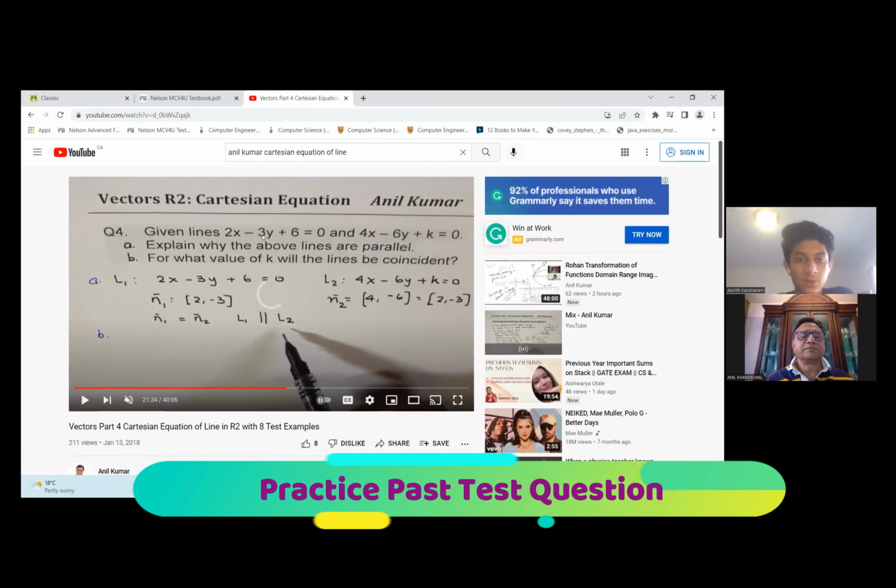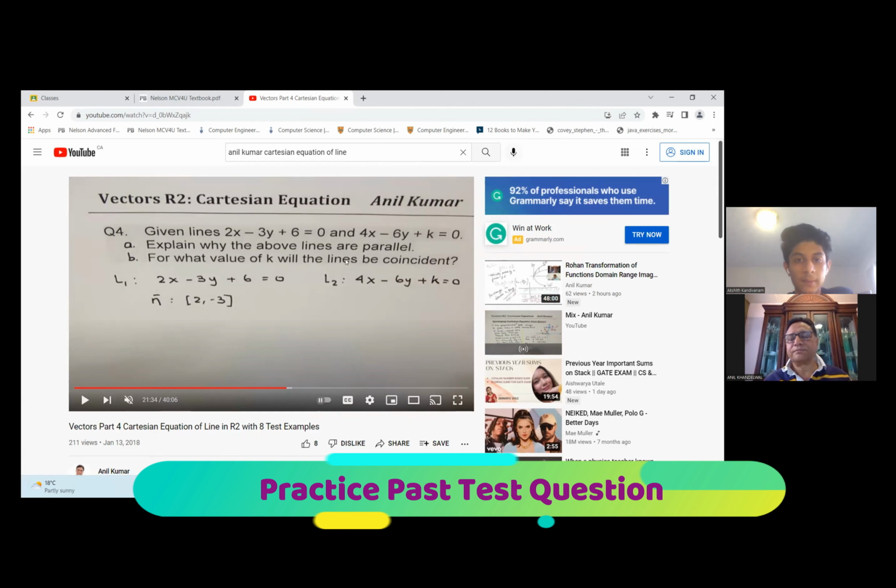Given lines 2x minus 3y plus 6 equals 0 and 4x minus 6y plus k equals 0, explain why the above lines are parallel. For what value of k will the lines be coincident? How will you do this? For them to be parallel, they should have the same direction. The normal for the first is (2, -3), and the normal of the second, (4, -6), is a scalar multiple of it. That's why they're parallel.